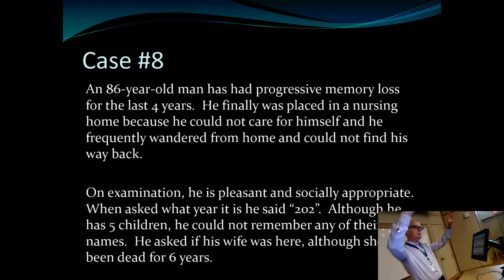Yeah, big categories: dementia, and Alzheimer's is far and away the most common cause of dementia. So on exam, he's pleasant and socially appropriate, which is really characteristic of Alzheimer's disease. Superficially, you may not know anything's wrong with the patient. They're engaging, they're friendly. But when asked what year it is, he said 202. Although he has 5 children, he could not remember any of their names. He asked if his wife was here, although she'd been dead for 6 years.